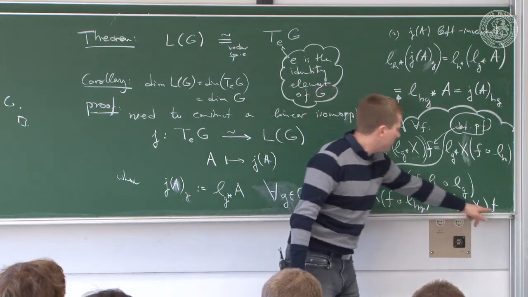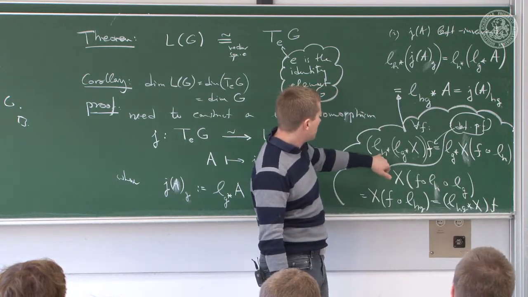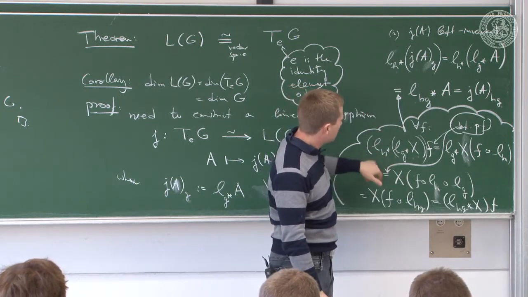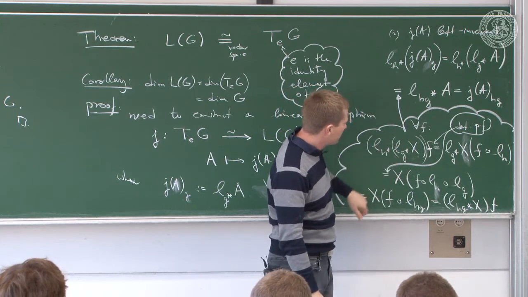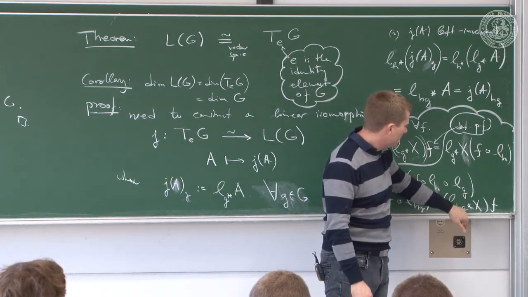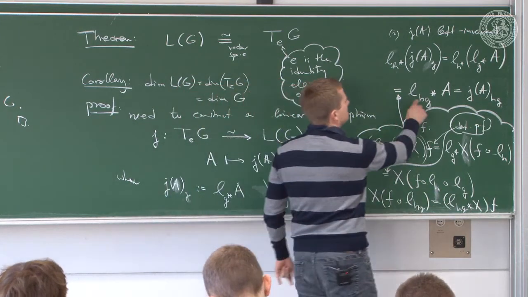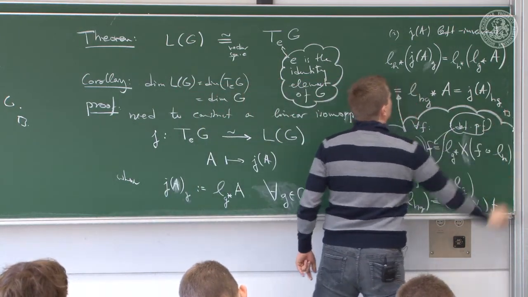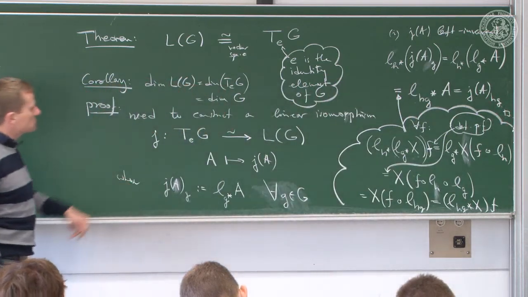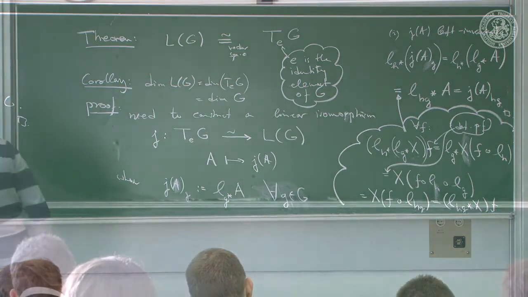This is true for every function, so the composition in the sense of push forwards is the push forward of L_HG. And that's what I used here. So certainly the J(A) I constructed there is left invariant.